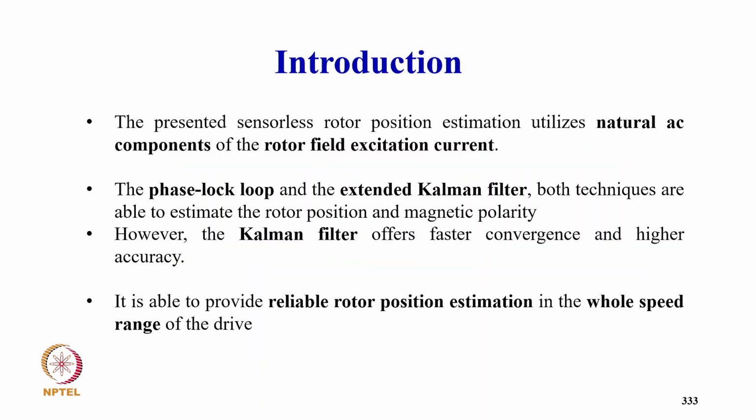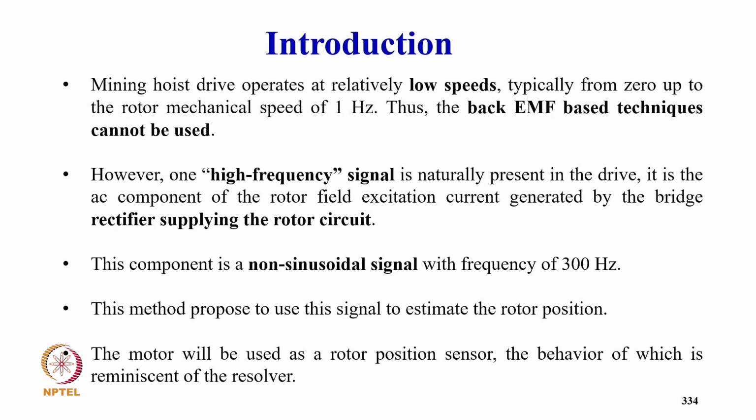So the present sensorless rotor position estimation utilizes the natural AC component of the rotor field excitation, and the phase-locked loop and extended Kalman filter are both applicable. Both techniques are able to estimate the rotor position and magnetic polarity. However, the Kalman filter offers faster convergence and higher accuracy, and it is able to provide reliable rotor position estimation in the whole speed range of the drive.